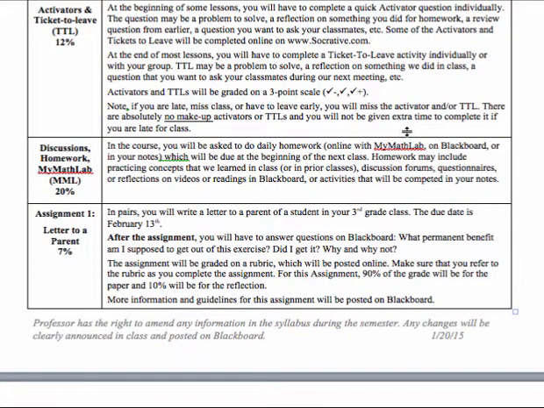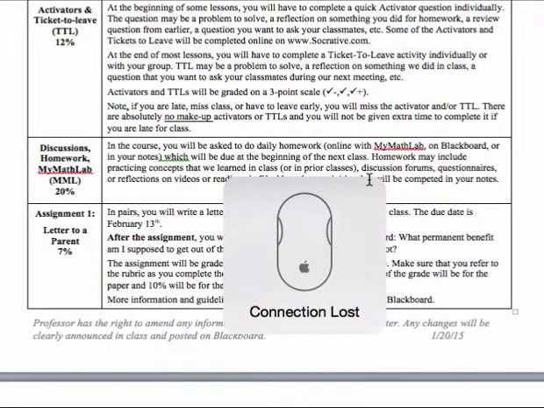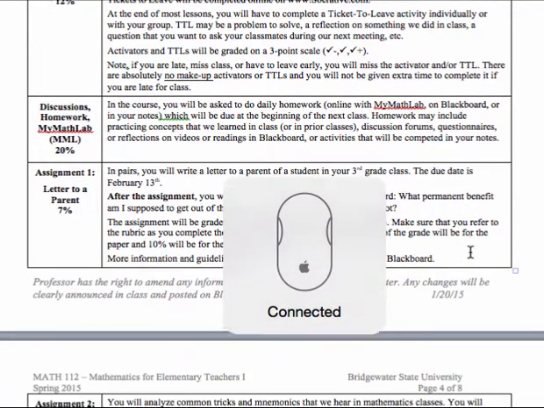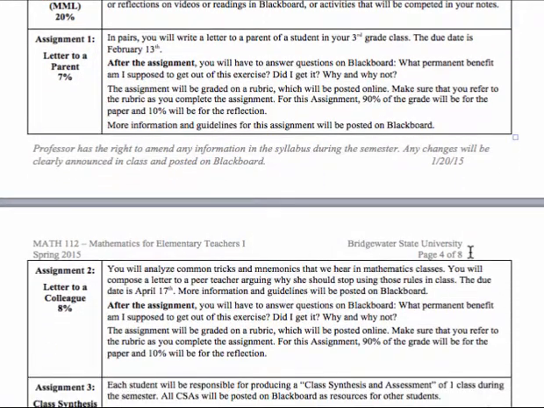Discussions, homework, and my math lab are all considered to be part of homework, and that is 20% of the grade. You can take a closer look at what those will entail. There will be 3 assignments. Assignment 1 is letter to a parent. That'll be done in pairs, and it's due on February 13th.